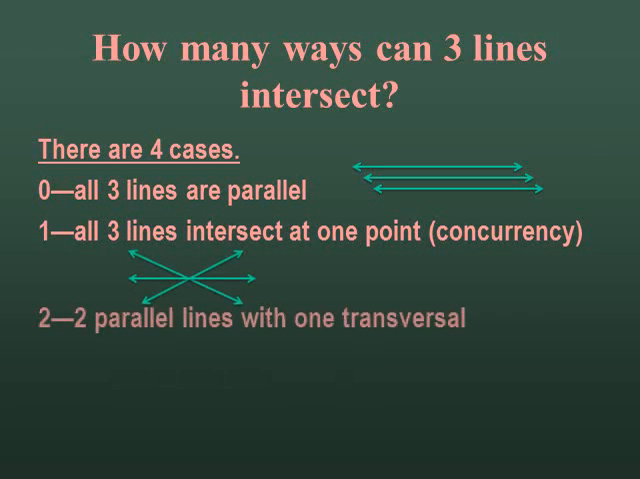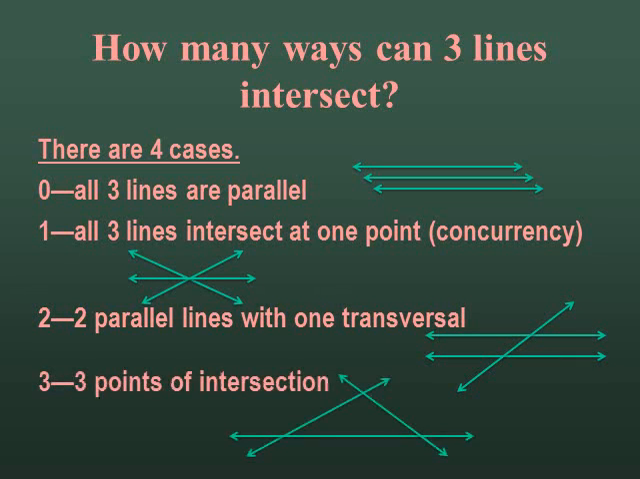So here are the 4 cases that I was talking about, which I just said out loud. They don't intersect because they're parallel. They intersect 1 time because they're concurrent. They intersect 2 times because 2 are parallel and 1 is a transversal. And then there are 3 separate points of intersection. It looks more like a triangle.